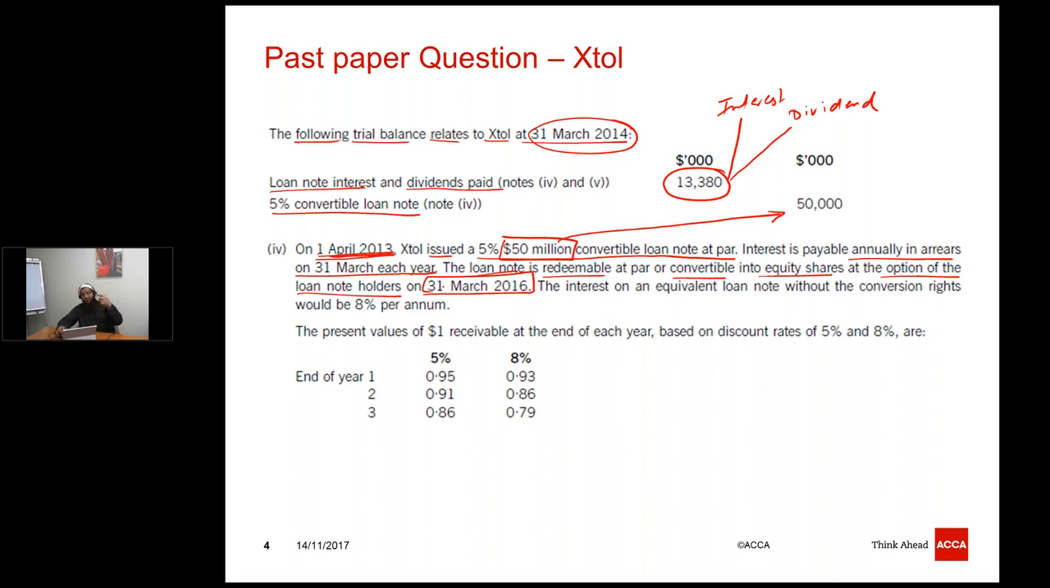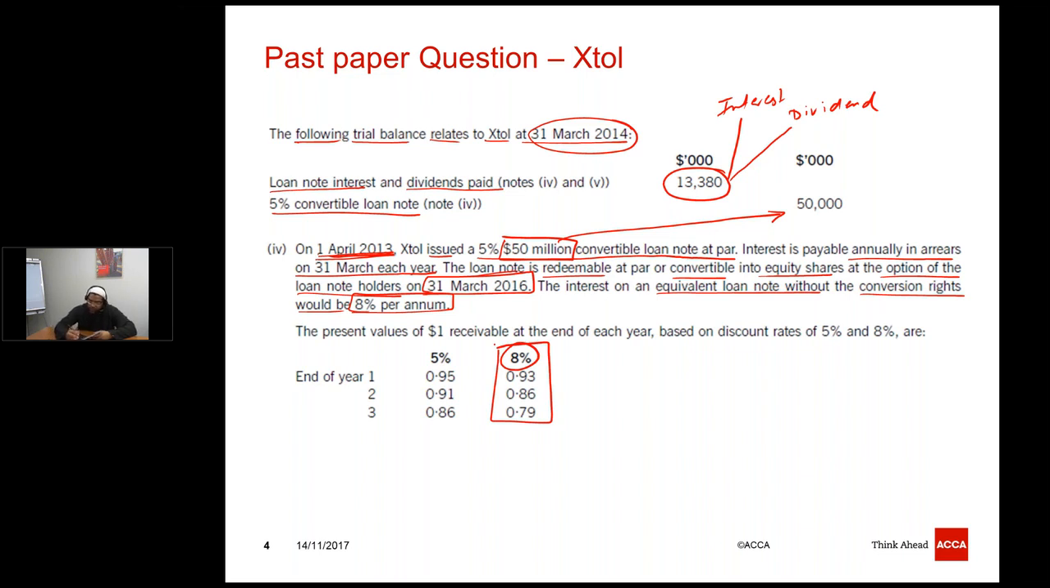So how many years? 14, 15, 16. This will be redeemed in 3 years' time. The interest on an equivalent loan note without the conversion rights would be 8% per annum. So 8% is the effective rate in this case. So we will be using these discount factors.